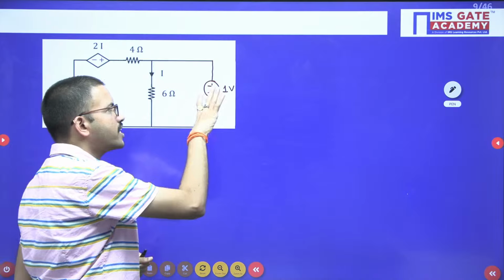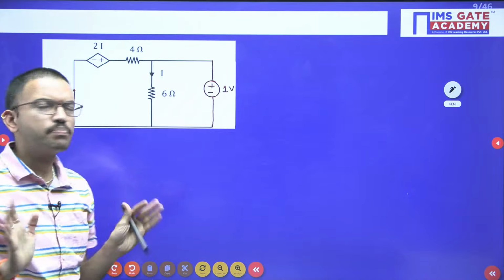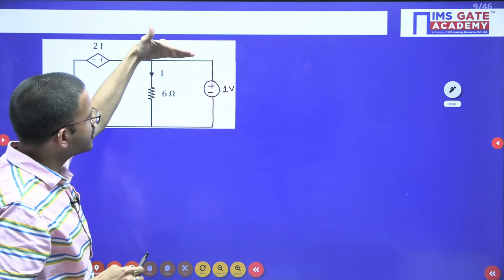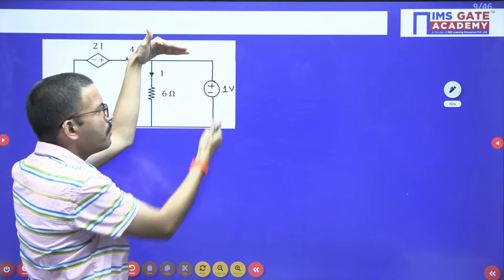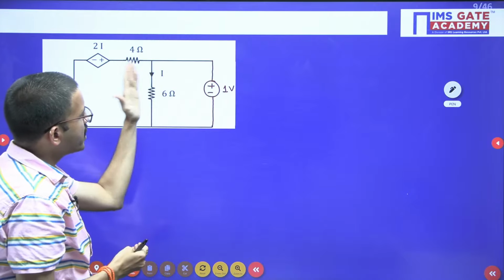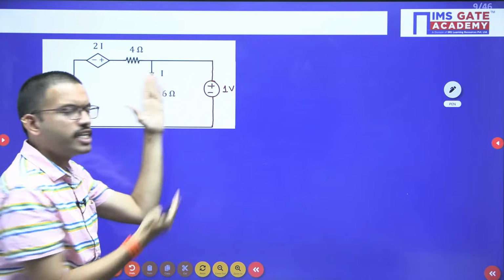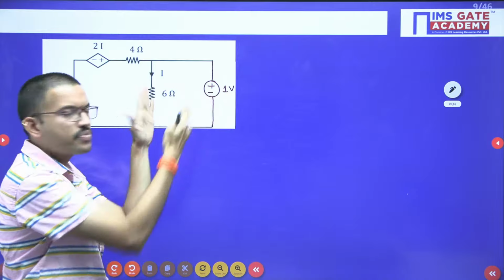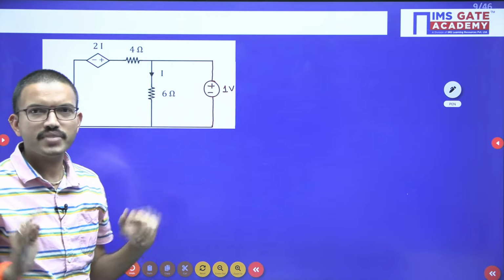Or with the help of a current source, can we solve the question easily? Very simple. Whenever any resistor is in series, it is better to connect a current source, because in series the current will be the same. Whenever you have a resistor in parallel, the voltage will be the same in parallel, which means you can connect a voltage source. That's all. That is the hint.